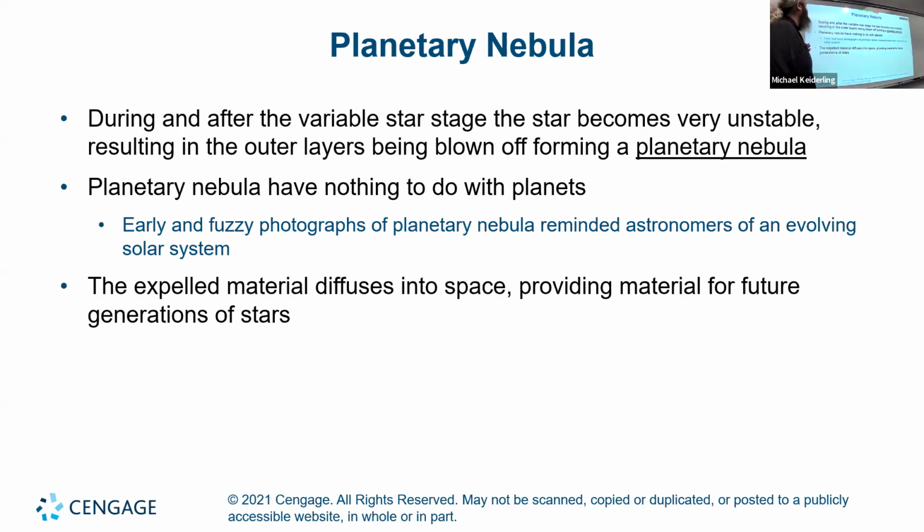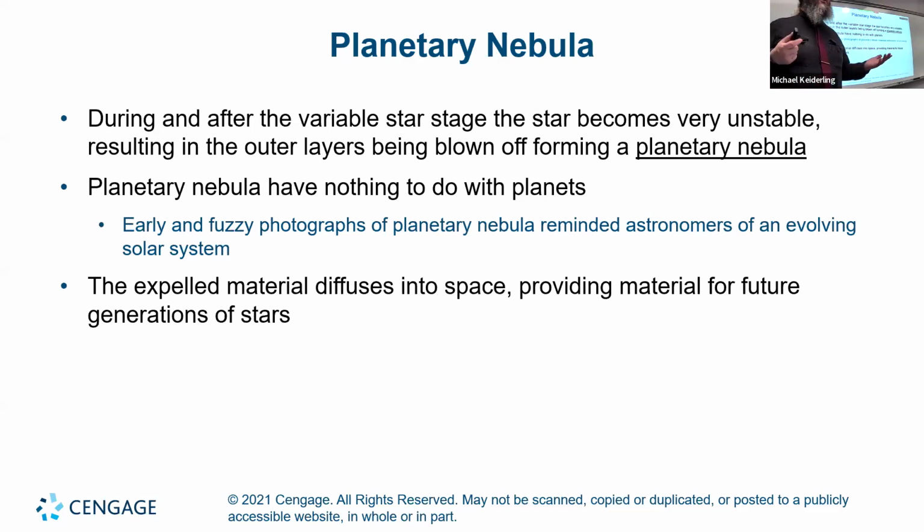And then after the variable star stage, the star becomes very unstable. The outer layers blow off, forming what's called a planetary nebula, which is called this because it looks sort of like a solar system, because you get a bright white dwarf in the center and circular clouds of gas around it. Planetary nebulae have nothing to do with planets, but early fuzzy photographs of planetary nebula reminded astronomers of an evolving solar system. And this expelled material drifts off into space.